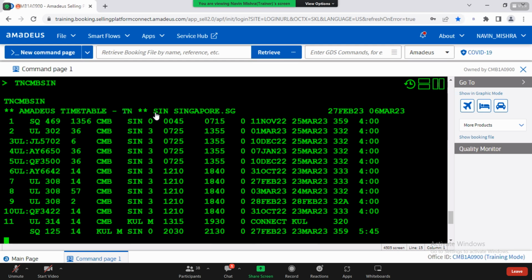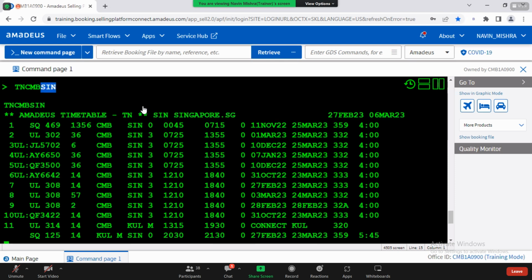Now, till which city or which part of the country have I searched? So I have searched till Singapore, and Singapore is a country as well as a city. That is the reason it's given here as a Singapore city code or a state code. Sorry, not state code, that's a country code. SG means it's Singapore's country.